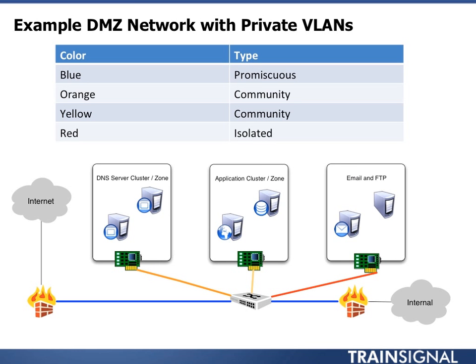And here's a diagram example. Blue is things on promiscuous, inside and outside firewalls. Orange and yellow are two communities. So orange is a DNS cluster, they pass zone information, and an application cluster where they talk to each other, say a front-end web server and a back-end database or something like that. And then red is isolated, email and FTP that have no reason to talk to each other, nor any reason to talk to the other things. So this is your classic DMZ example and use case for private VLANs, and I think it kind of spells out the purpose of this.